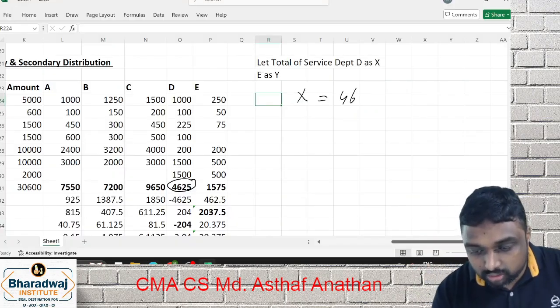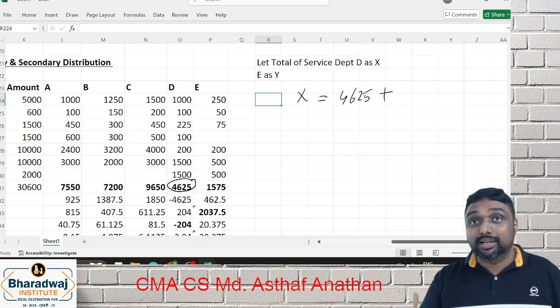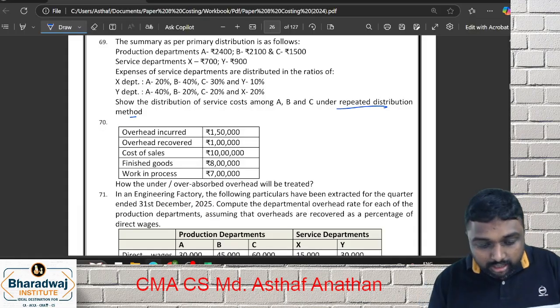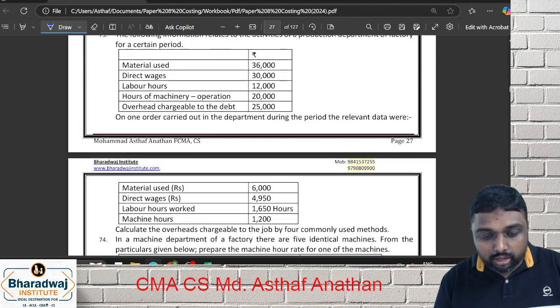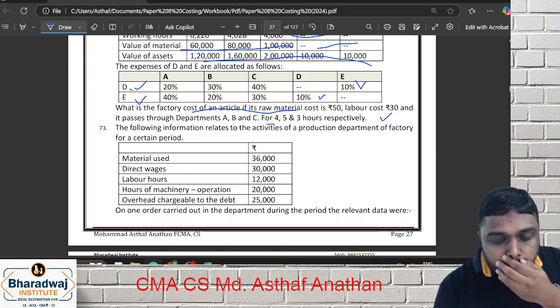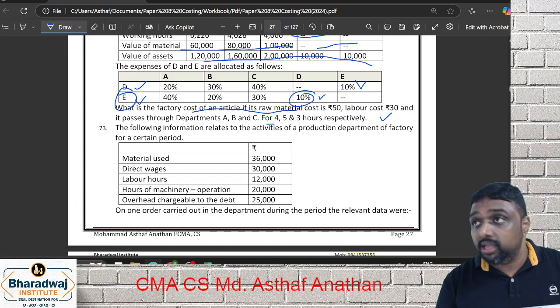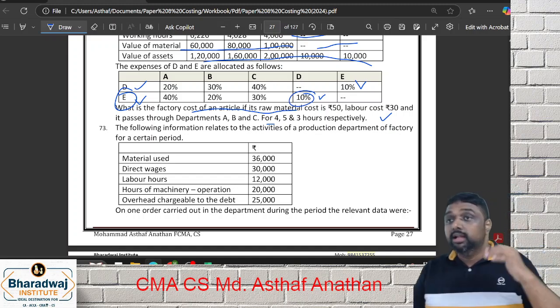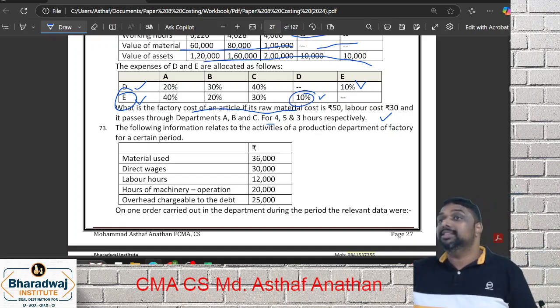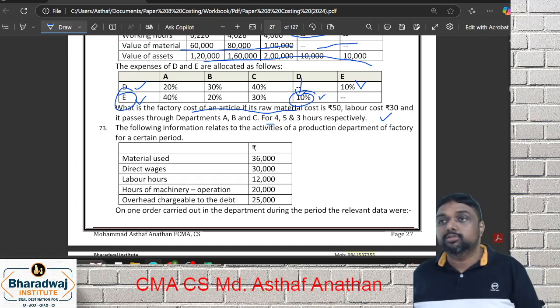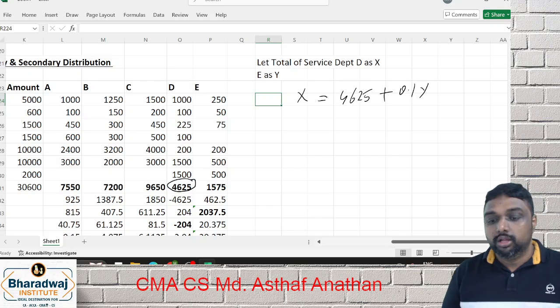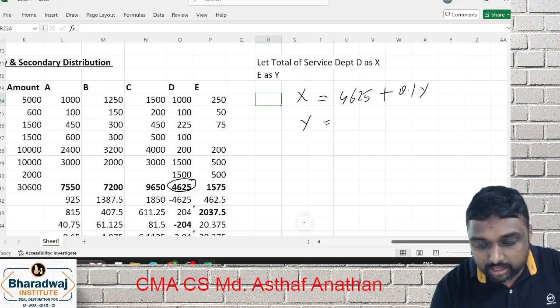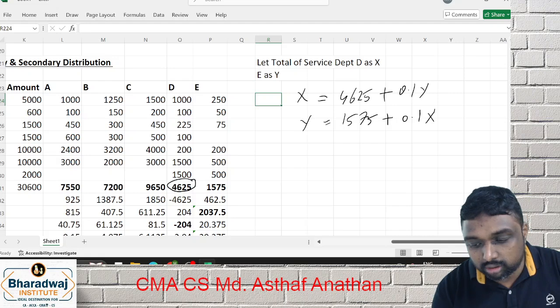So 4625 plus a percentage of the next department. See, here you have to look into the E column. If you want to get E's share, E column 10. Here both are 10, no problem. But if you take D and want to get the E column, what is the share for D? This way you have to look. So 10 percent, so 0.10 of Y. So what is Y? Y is 1575 plus. Here also coincidentally both are the same.